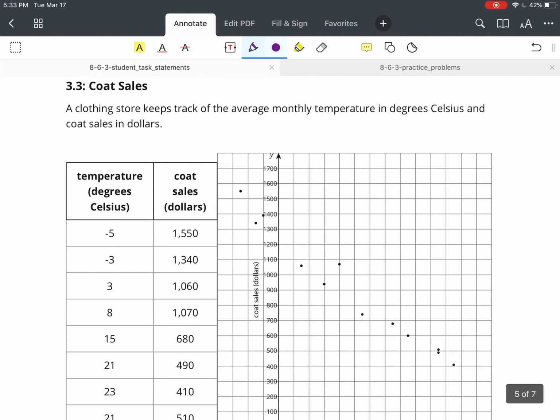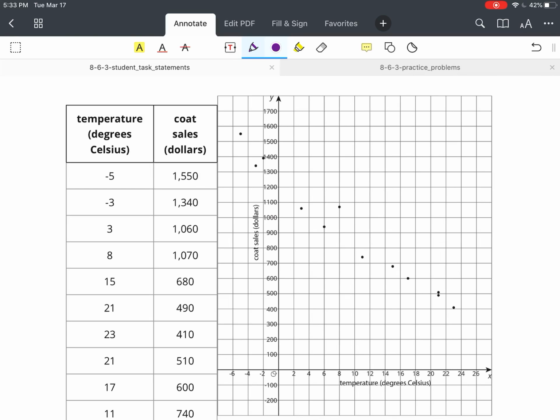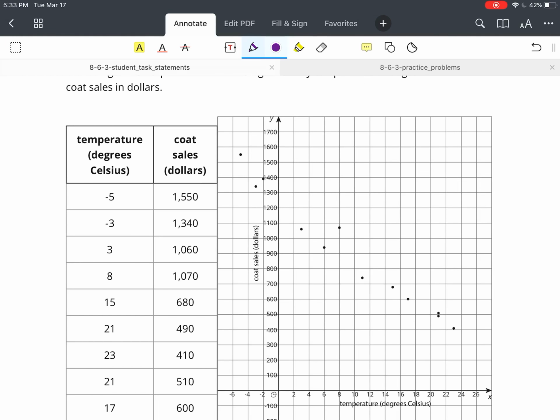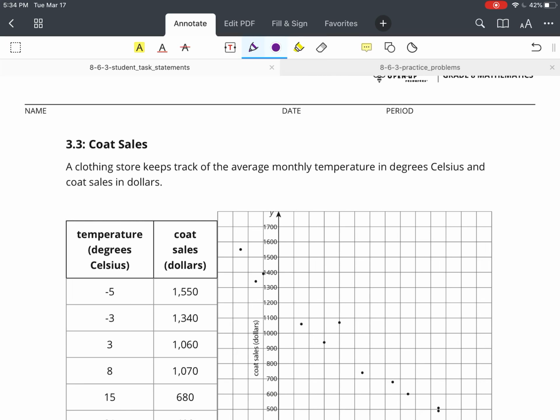A clothing store keeps track of the average monthly temperature in degrees Celsius and coat sales in dollars. So the x-axis represents how cold or how hot it gets, and the y-axis represents how many coats they're selling. So just think about this. If it's colder, do you think they're gonna sell more coats or less coats? And the opposite. If it's hot, do you think they're gonna sell coats or they're not gonna sell coats?